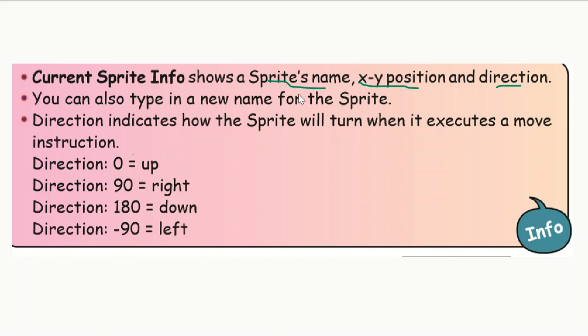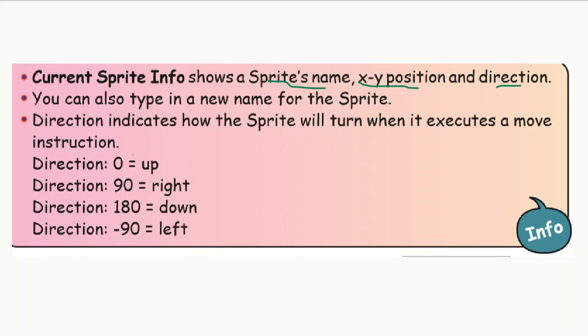So from the current sprite info, what information are we getting? We are getting the name of the sprite, its size, direction, as well as the position in terms of x and y. We can type a new name for the sprite also. Direction indicates how the sprite will turn when it executes a move instruction. If we want to move up, then the value will be 0. Similarly, for the other directions we have different values. For right, the value will be 90. For down, the value will be 180. And for left, the value will be minus 90.